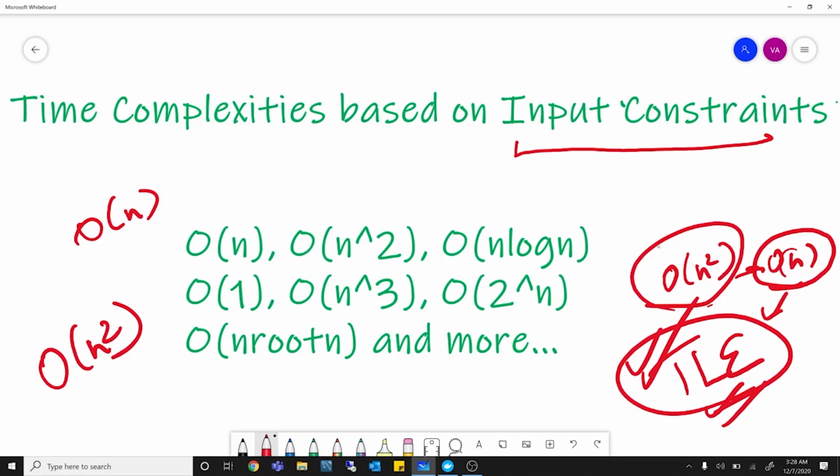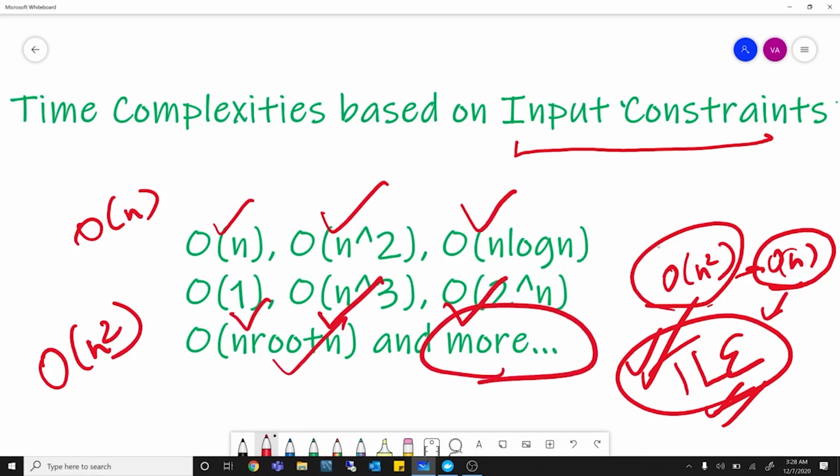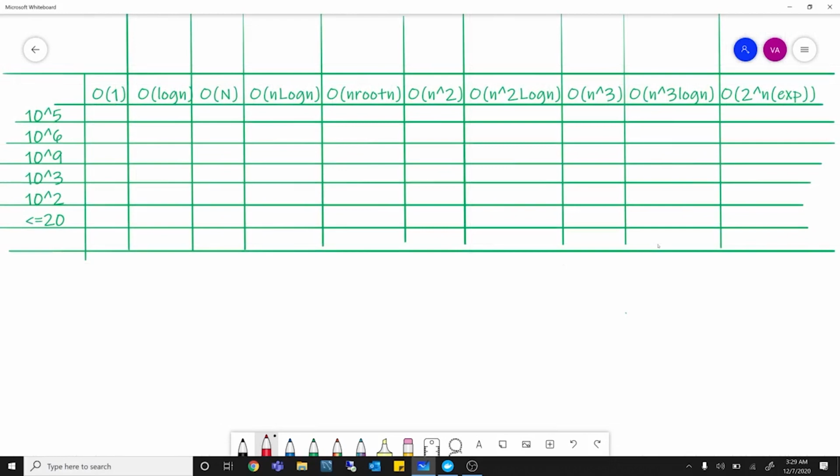So today we'll be looking at some of these complexities: O(n), O(n) square, O(n log n), O(1), O(n) cube, exponential time complexity, which is 2 to the power n or 3 to the power n or something like that, n root n, and some more complexities. I'll be walking you through different constraints that are commonly available on different sites, and based on those constraints, we'll be talking about different time complexities. So let's start. As you can see, I've already made a table where I've mentioned different time complexities along the column and different constraints of n along the row. So these are n and these are time complexities.